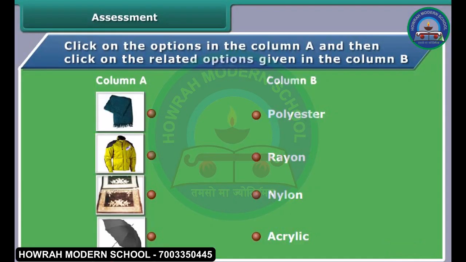Match the following. Click on the options in column A and then click on the related options given in column B.